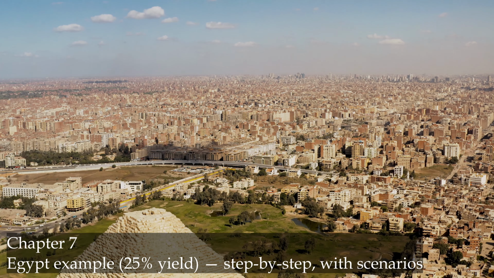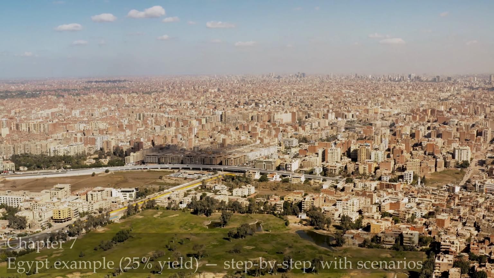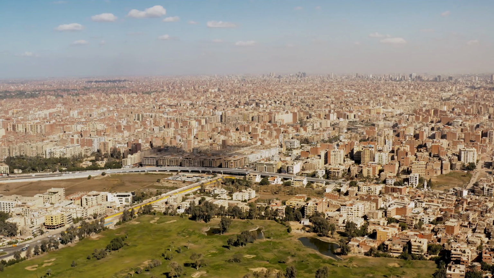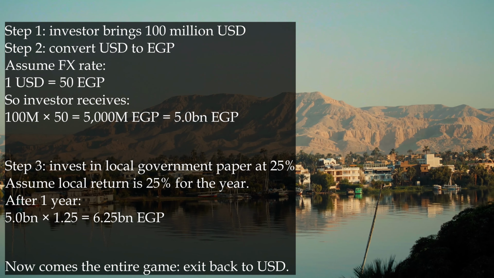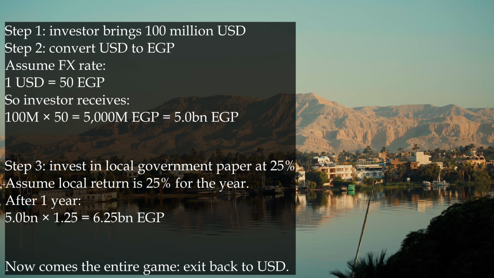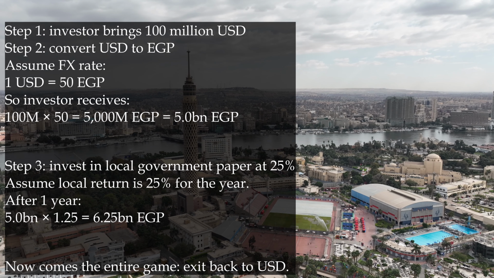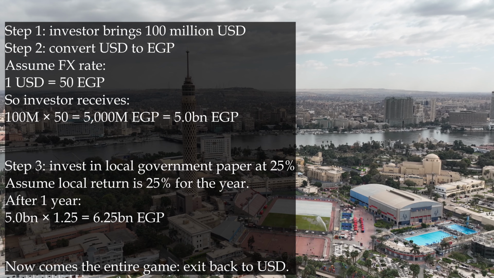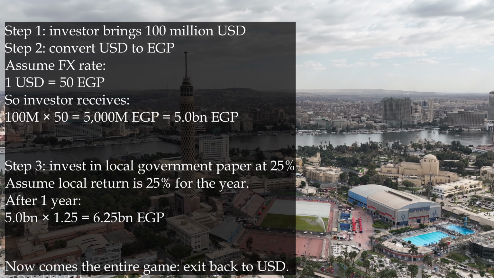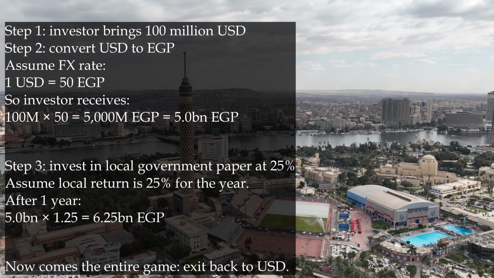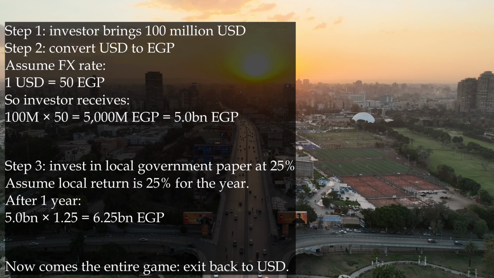7. Egypt example, 25% yield, step by step with scenarios. Now we apply it to Egypt as a clean illustration. Step 1. Investor brings USD. Investor brings $100 million. Step 2. Convert USD to EGP. Assume FX rate 1 USD equals 50 EGP. So investor receives 100 million times 50 equals 5.0 billion EGP.